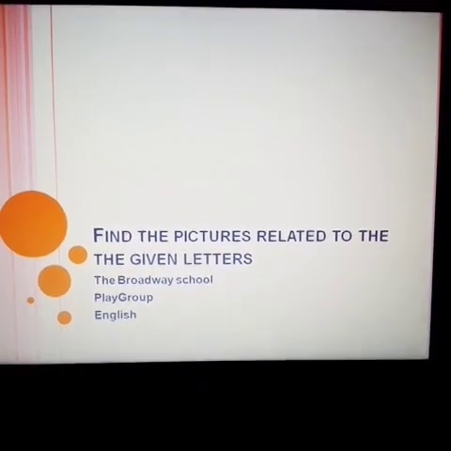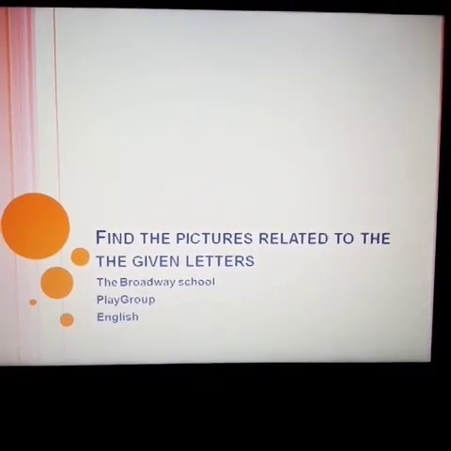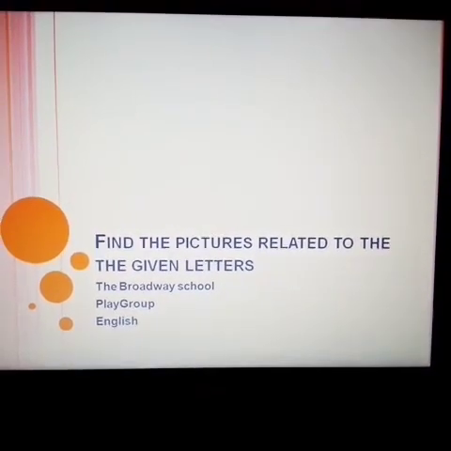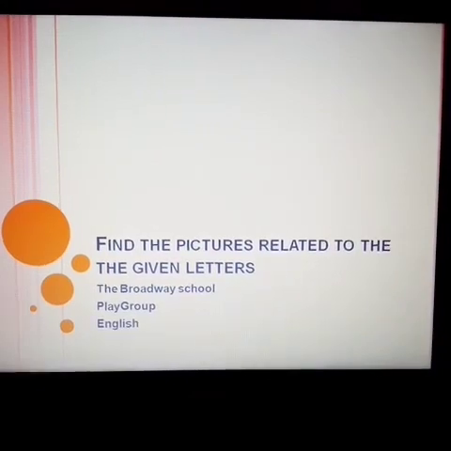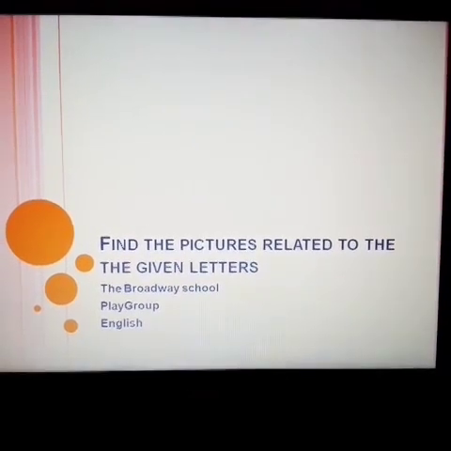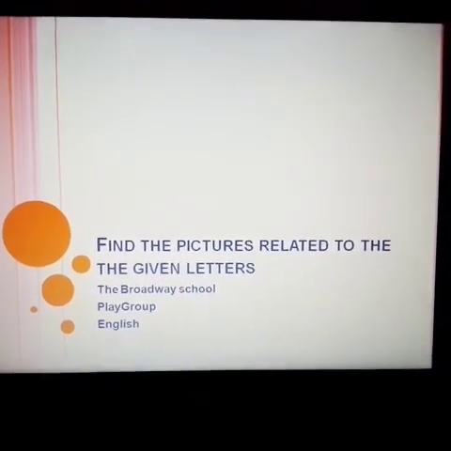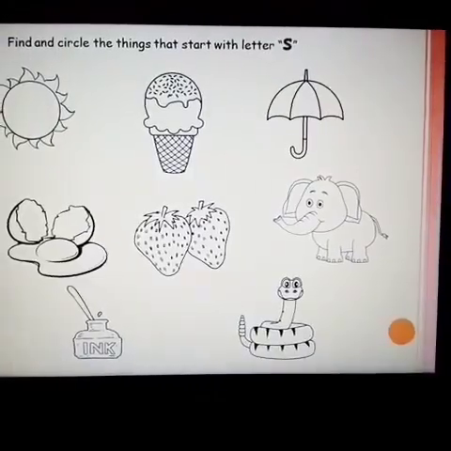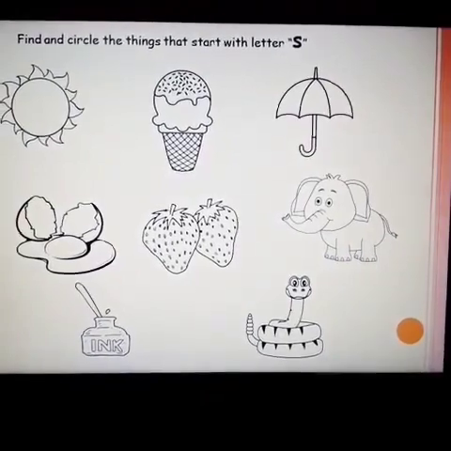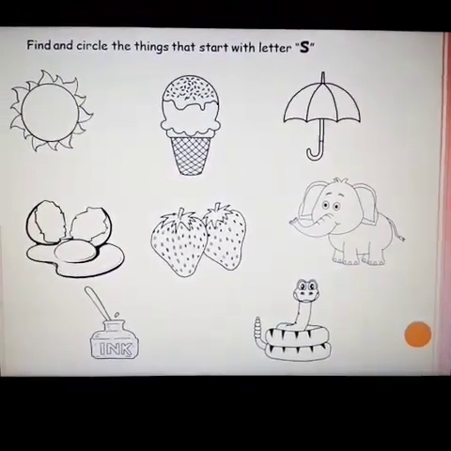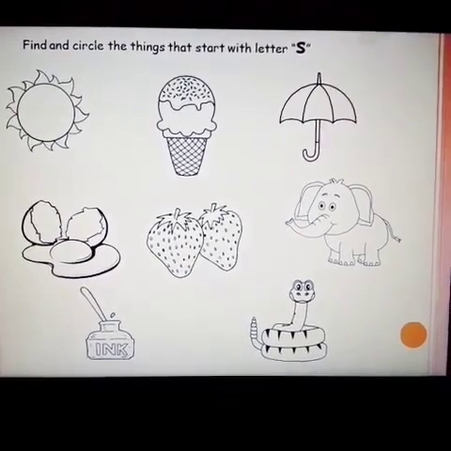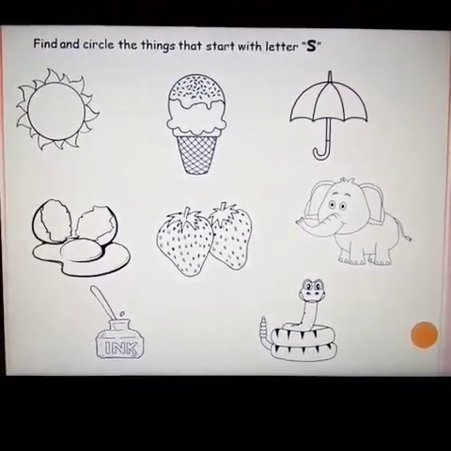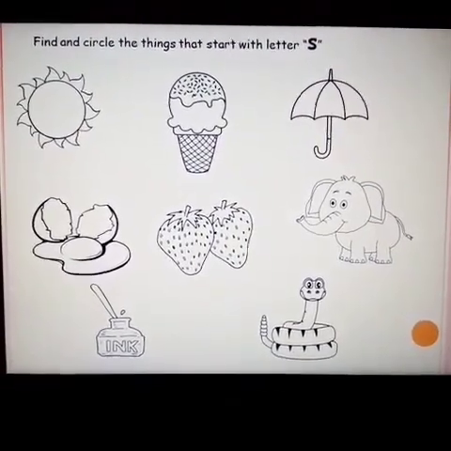It's your English class and today we are going to do some worksheets that are find the pictures related to the given letters. Means we have to find out the friends of the given letters. Let's see. This is the first worksheet. Find and circle the things that start with letter S. Means we have to find out the friends of letter S.